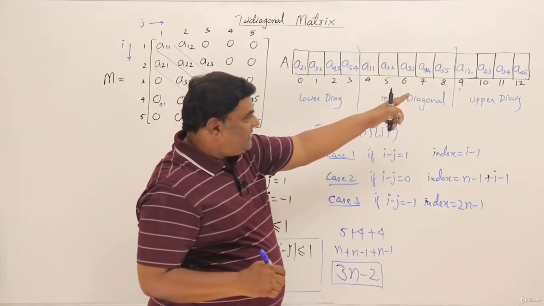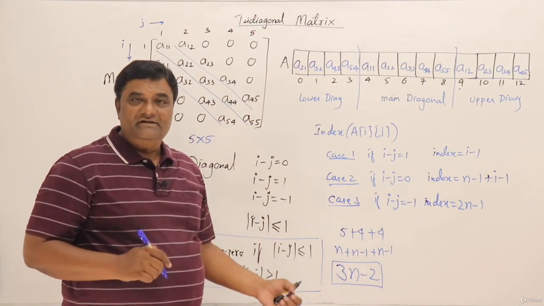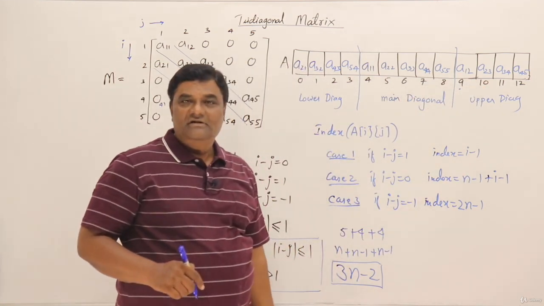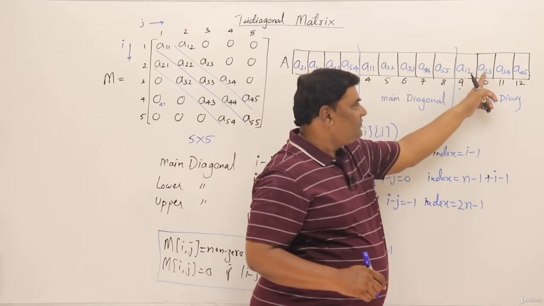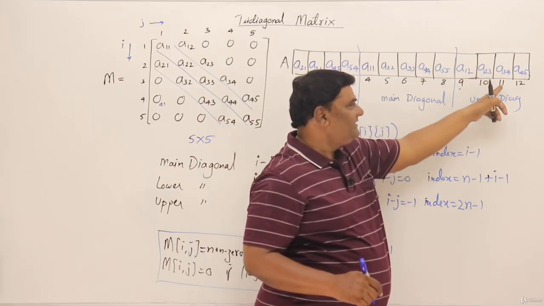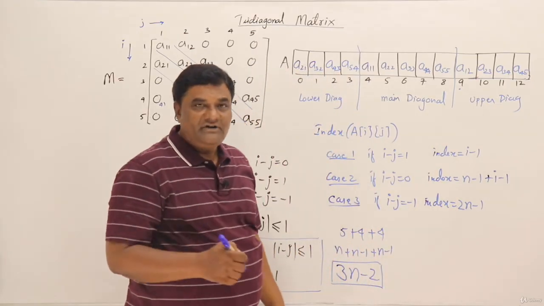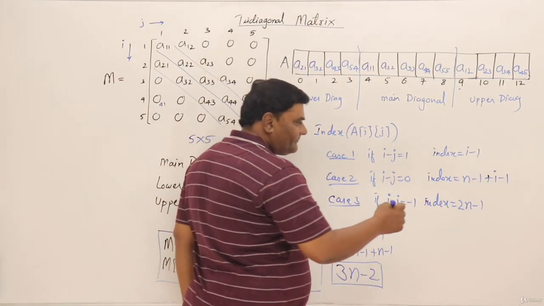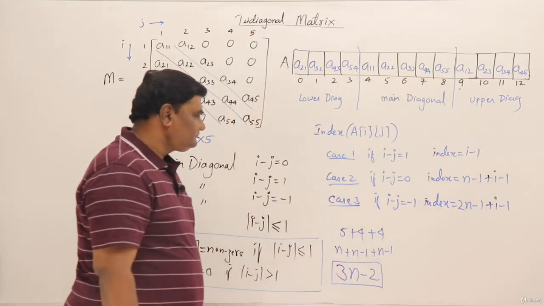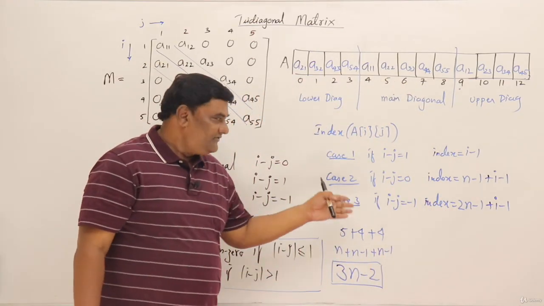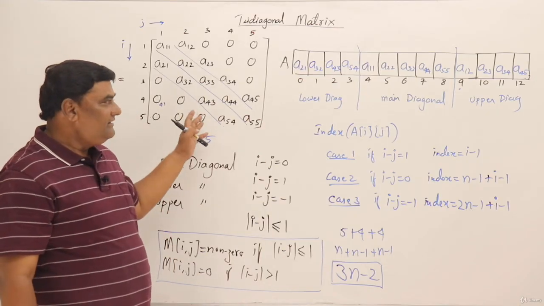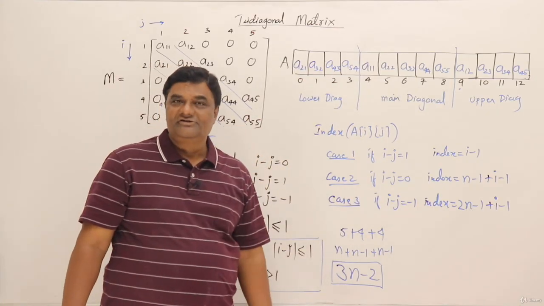So if I want 1 comma 2, then don't move. That is the element. If I want 2 comma 3, then move by 1 place. If it is 3 comma 4, move by 2 places. So that is i minus 1. So if you want 3, then move by 2 places. So again, this is also i minus 1, plus i minus 1. So we have three different formulas for mapping a tridiagonal matrix in a single dimension array.